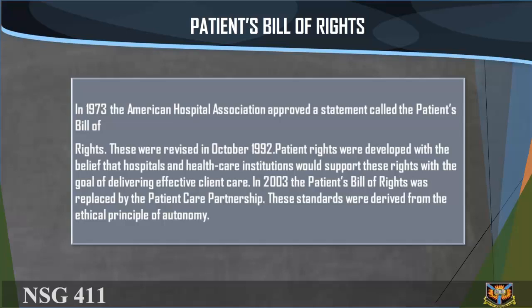Patient's Bill of Rights. In 1973, the American Hospital Association approved a statement called the Patient's Bill of Rights. These were revised in October 1992. Patients' rights were developed with the belief that hospitals and healthcare institutions would support these rights with the goal of delivering effective client care. In 2003, the Patient's Bill of Rights was replaced by the Patient Care Partnership. These standards were derived from the ethical principle of autonomy.